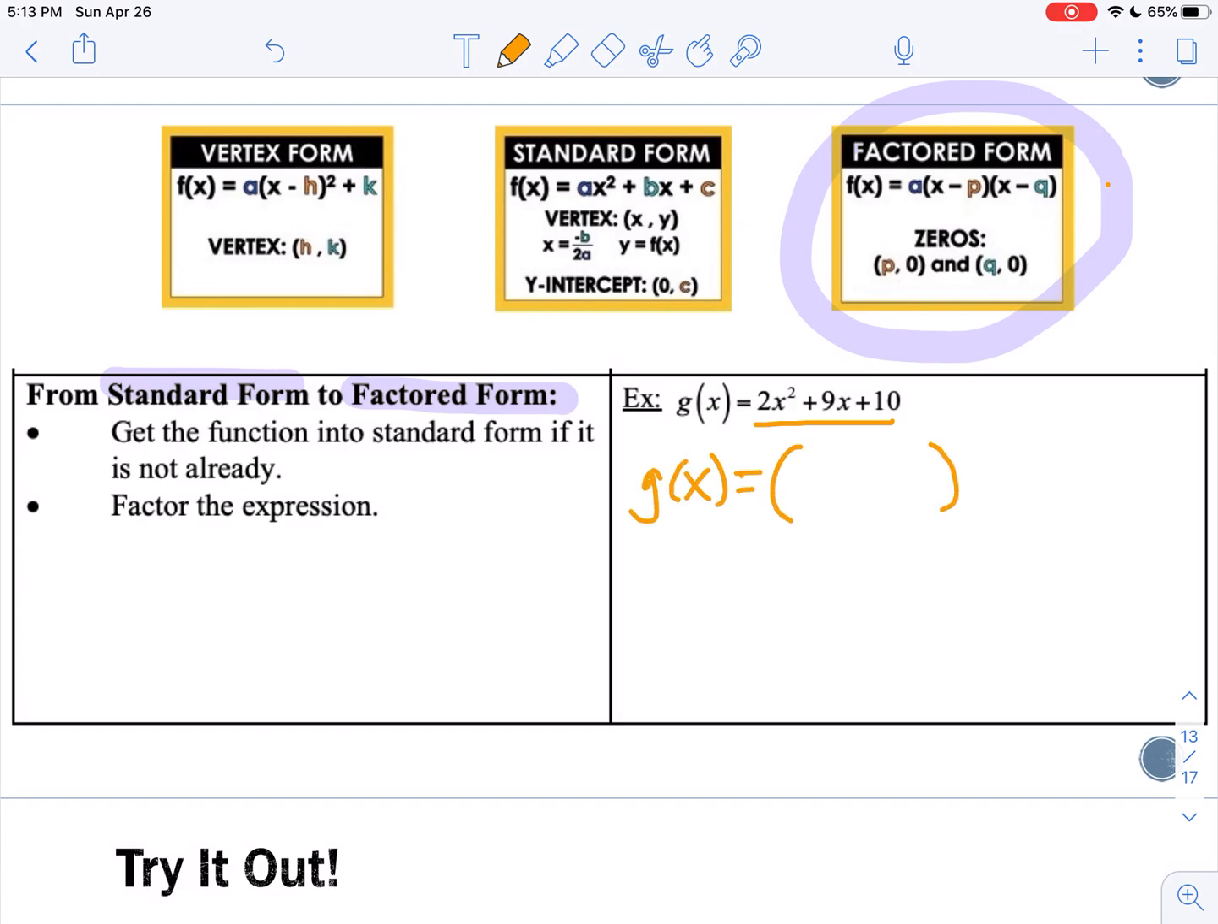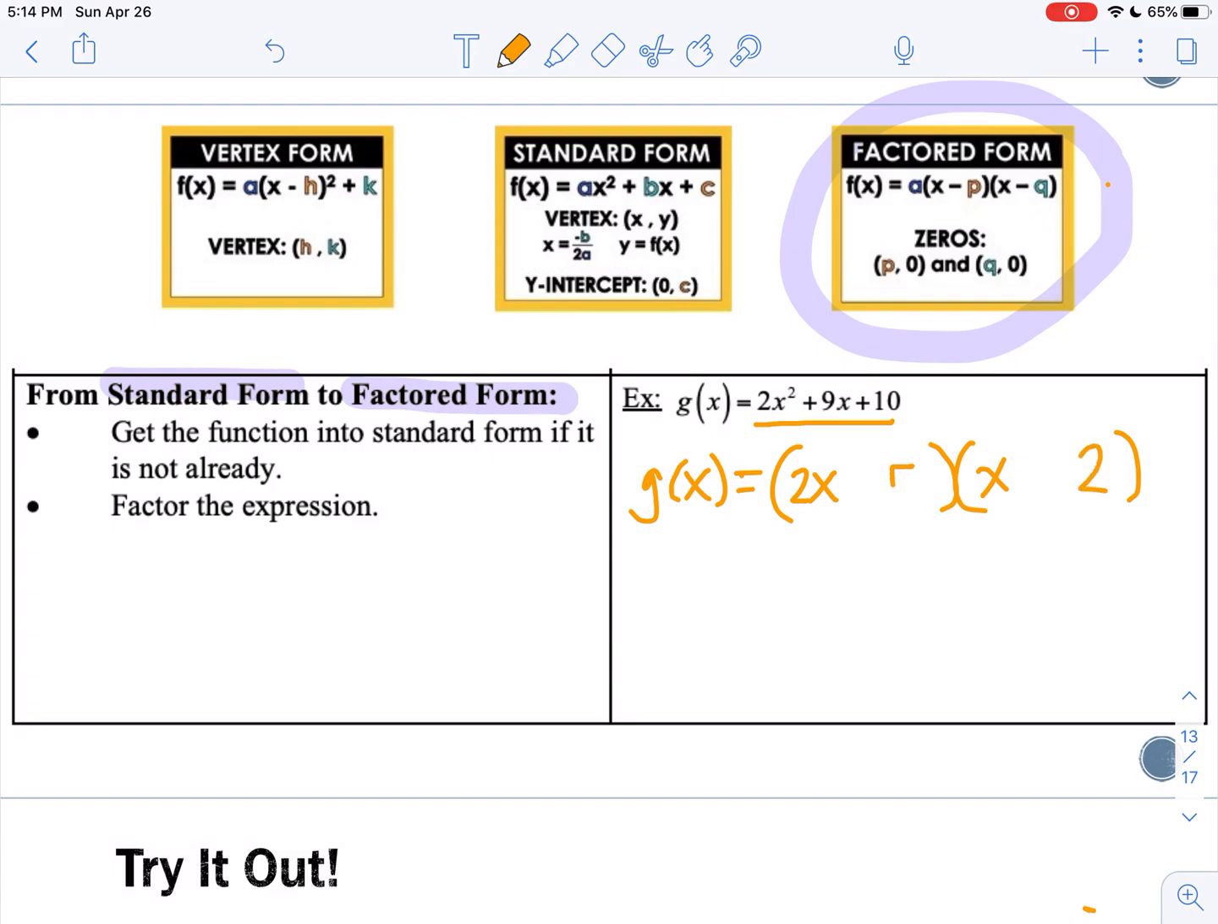So I'm going to set up my two binomials. I know since it's 2x squared, one of my terms has to be 2x, my other term has to be x. Now I'm looking for two numbers that multiply to 10, but when I do my outers and inners, I get 9x. All right. So if I put 5 here and 2 here, that gives me 10 on the outside and 2 on the inside. Oh, that's not going to work. If I put 2 here and 5 here, we get 10 and we get 2. Oh, that doesn't work.